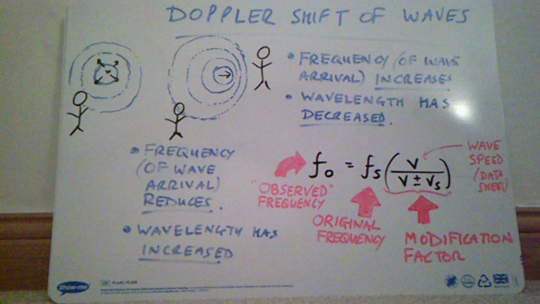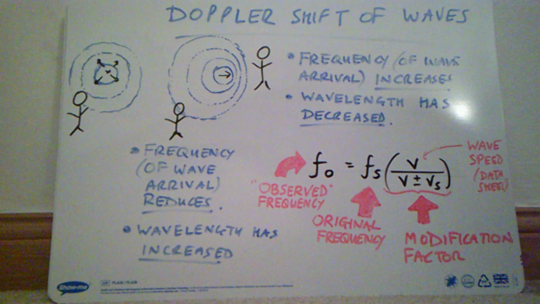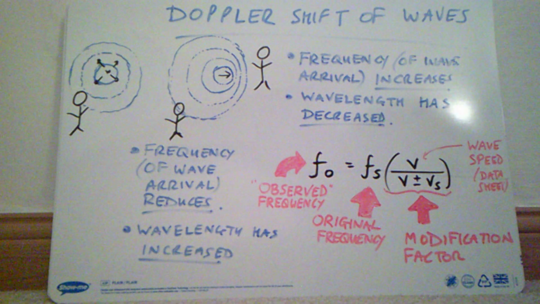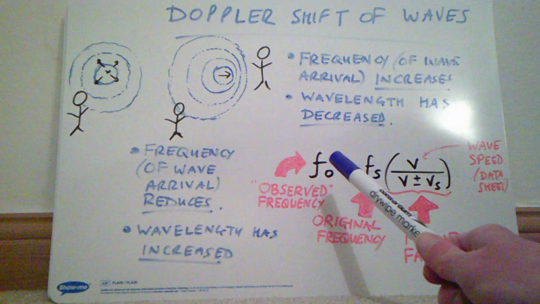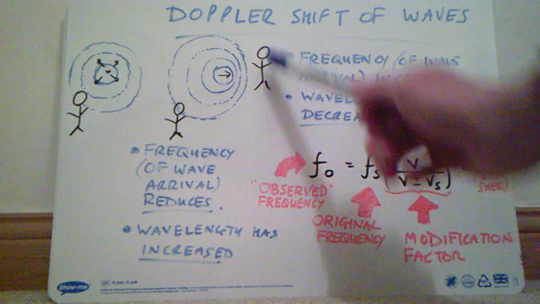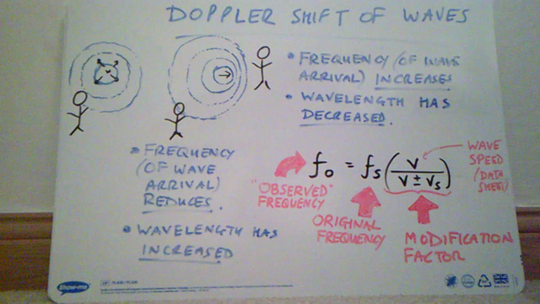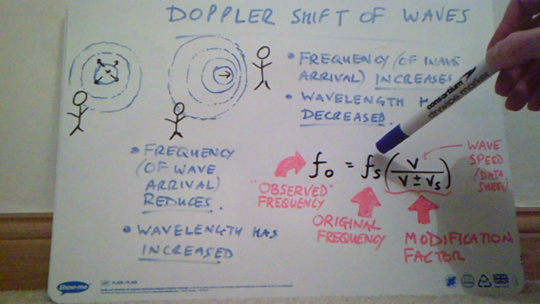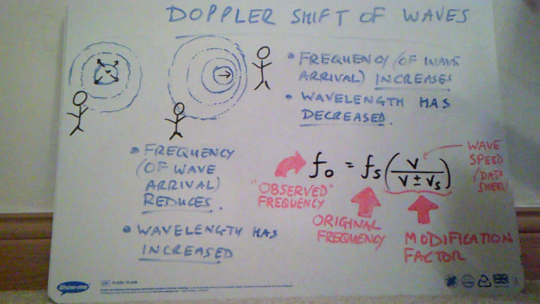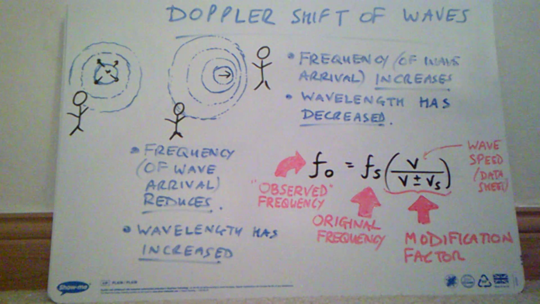So we've got a formula which can tell us exactly what the localized frequency is going to be at a particular location. So f subscript o is the observed frequency. It's the frequency where you are. And f subscript s is the original frequency of wave emission. So this would be like the original frequency with which this little duckling is hitting the water with its feet as it paddles or whatever.